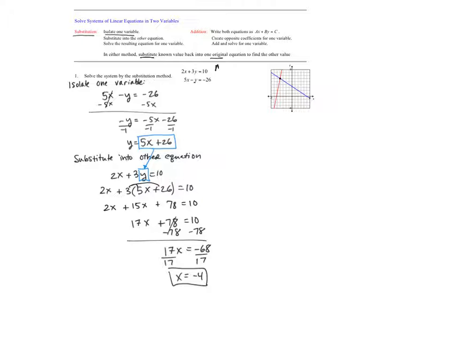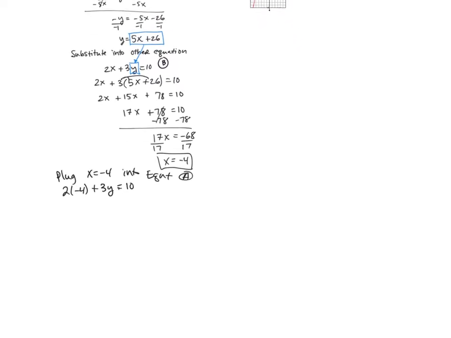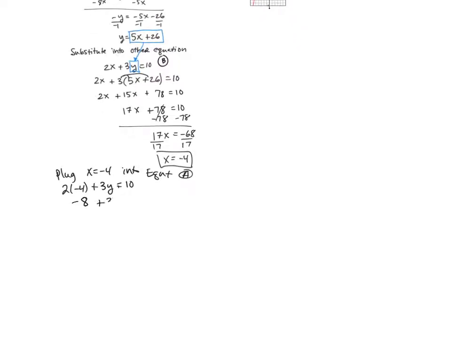Okay, so I'm just going to label these so I know what I'm talking about. So I was just working with equation B. I'm just going to go ahead and plug x equals negative 4 into equation A. So I would get 2 times x, which I just found is negative 4, plus 3 times y is equal to 10. And that gives us negative 8 plus 3y equals 10. And adding 8 to both sides, we would get 3y equals 18, so y equals 6.